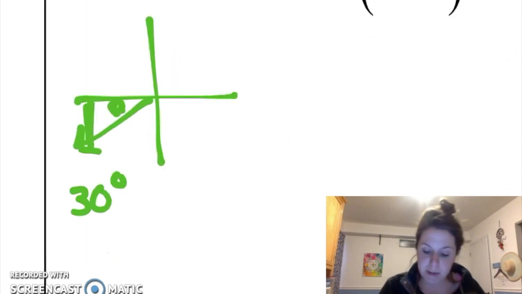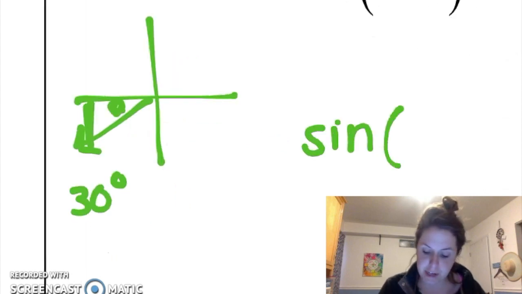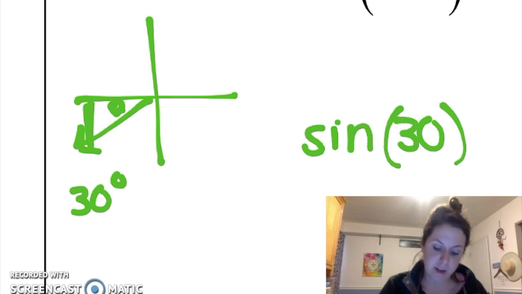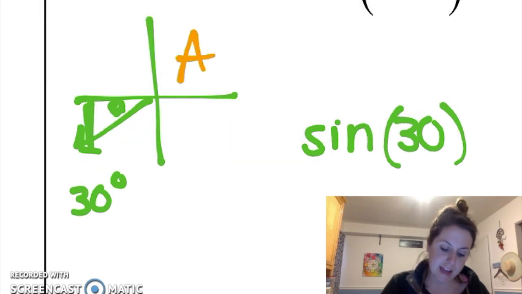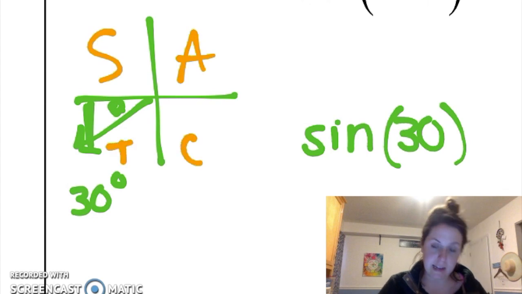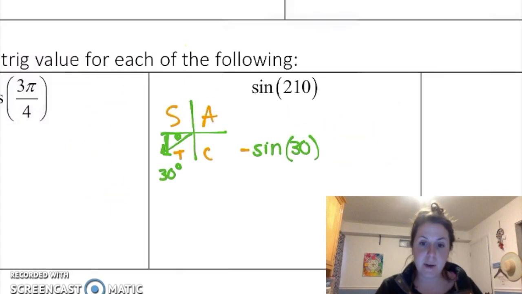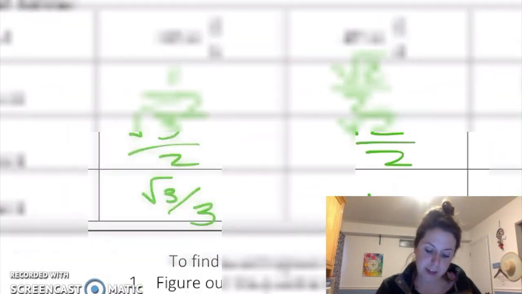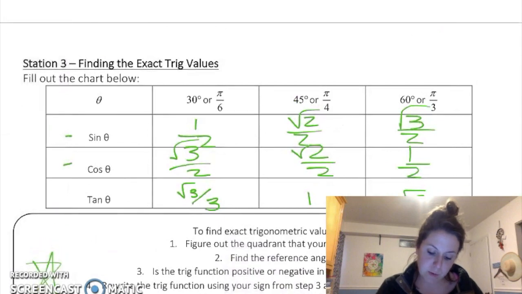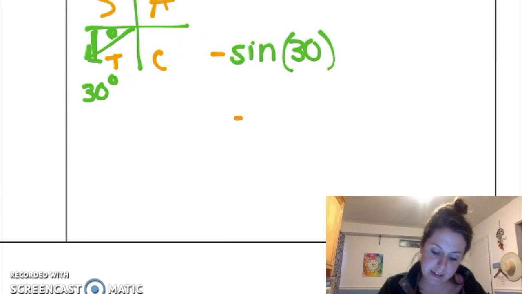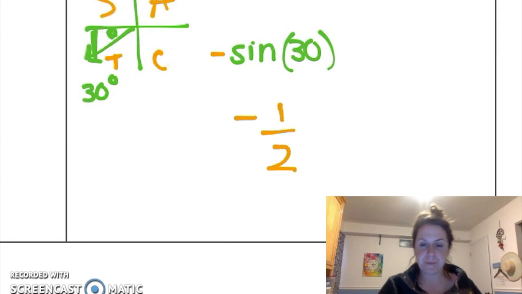So I know that this will be equivalent to sine of 30. What I need to know is, will it be positive or negative? So in this quadrant, remember you have A, S, T, C. So in that quadrant tangent is positive, which means this will be negative. So now all I need to do is go up to my chart. Sine of 30 is 1/2, and so this will be negative 1/2.